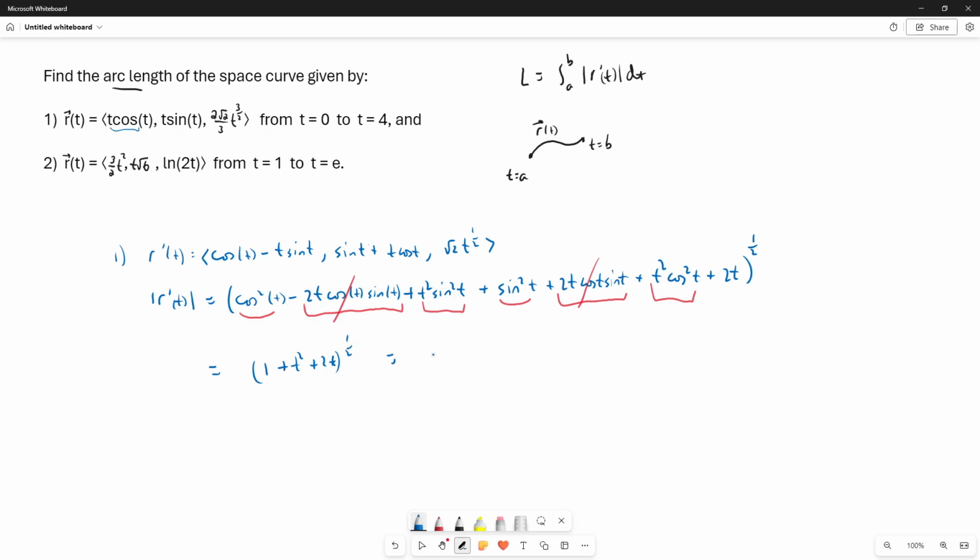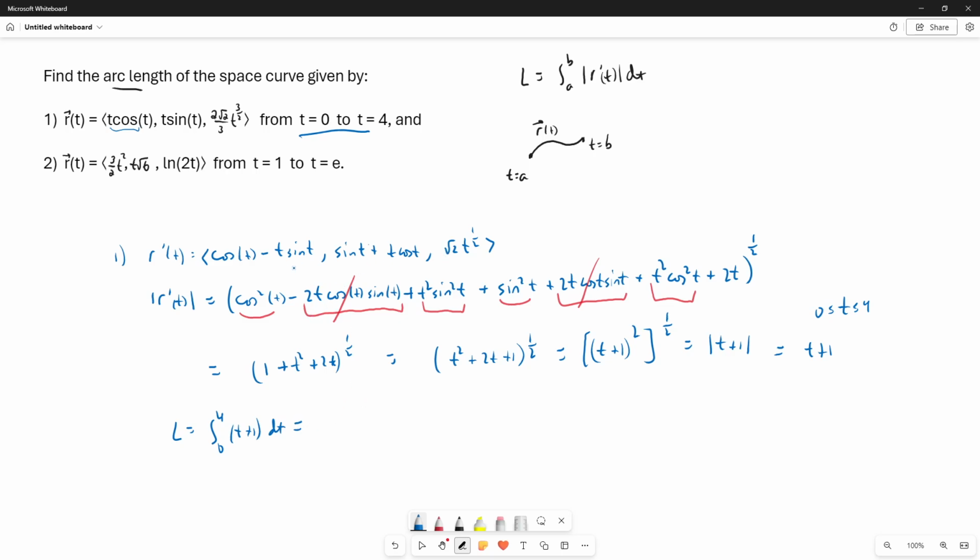And this is a perfect square. We might recognize it better if I just rearrange the terms. And that's t plus 1 quantity squared, and then we have to take the positive square root of that, so that's the absolute value of t plus 1. And in this problem, t is between 0 and 4, that's our interval, and so that means that this is just equal to t plus 1. So finally, our length is the integral from 0 to 4 of t plus 1 dt, so we have a nice simple integral coming out of this.